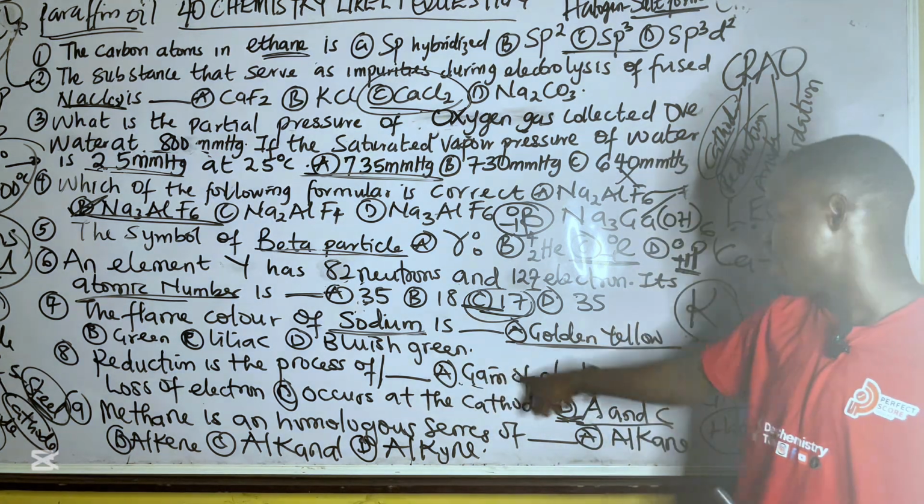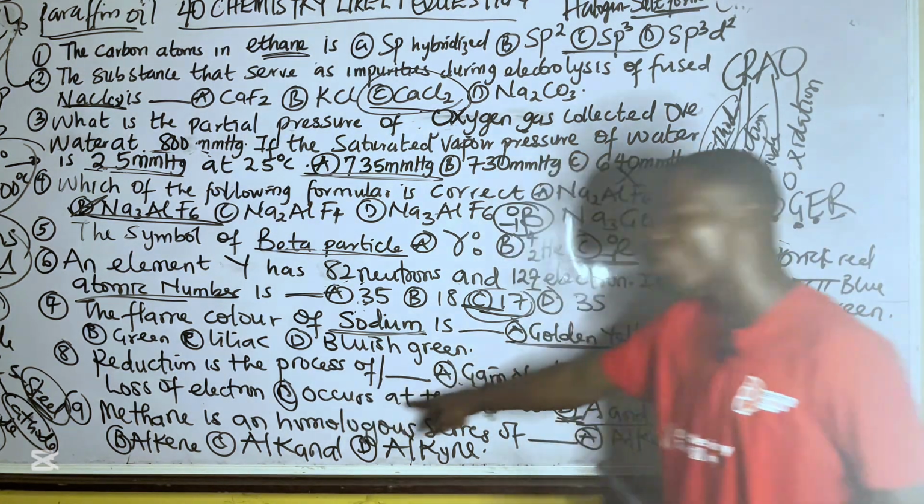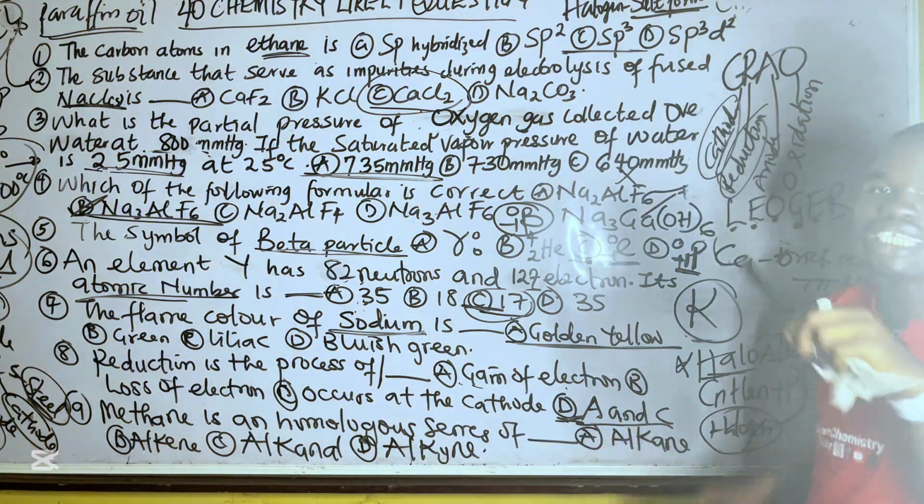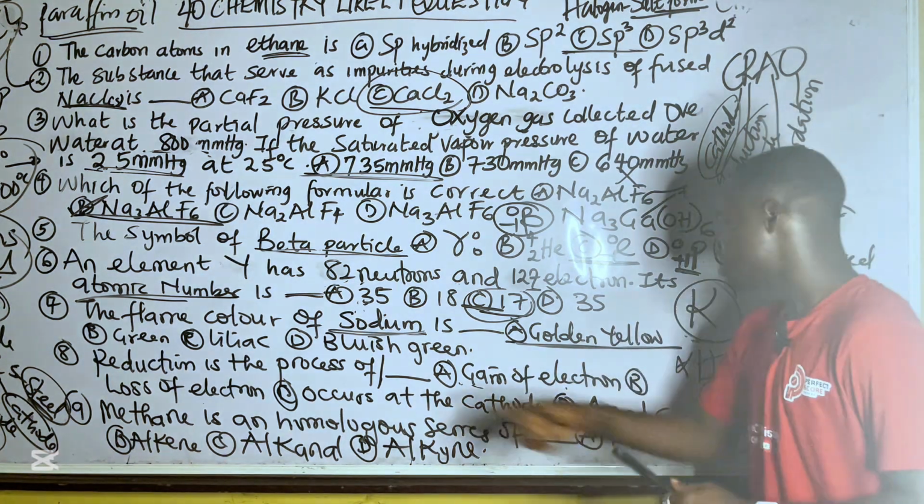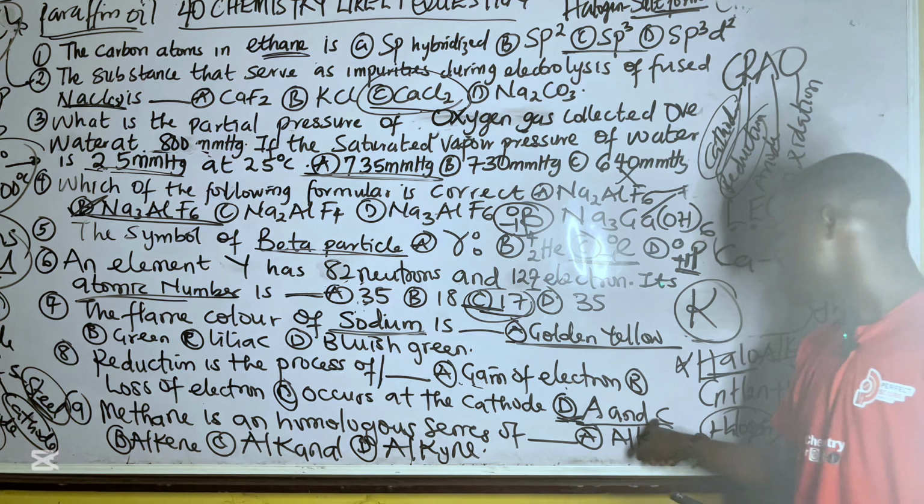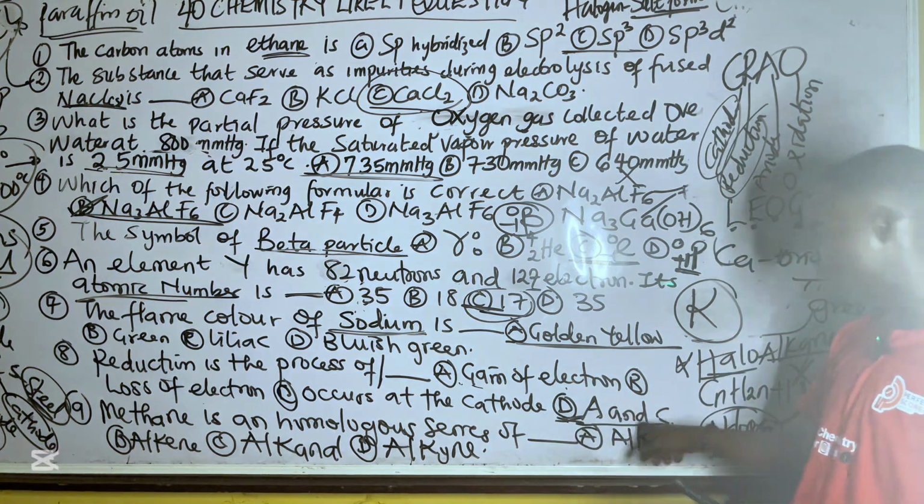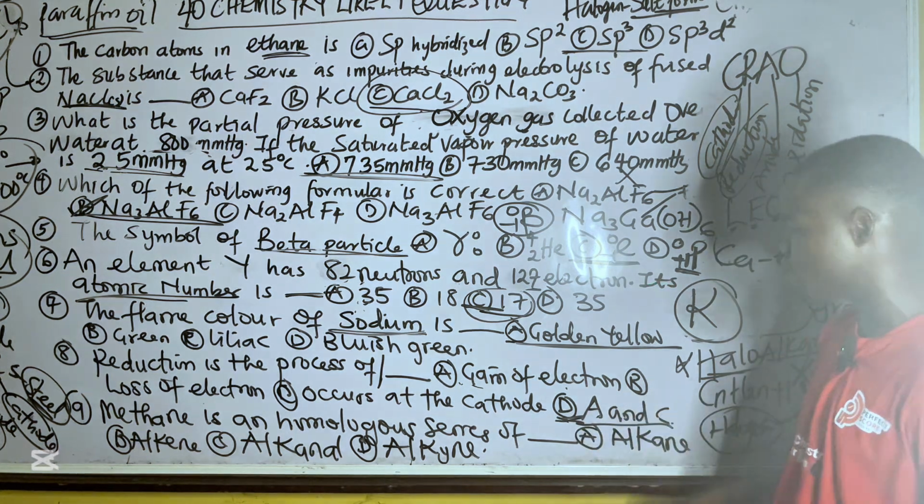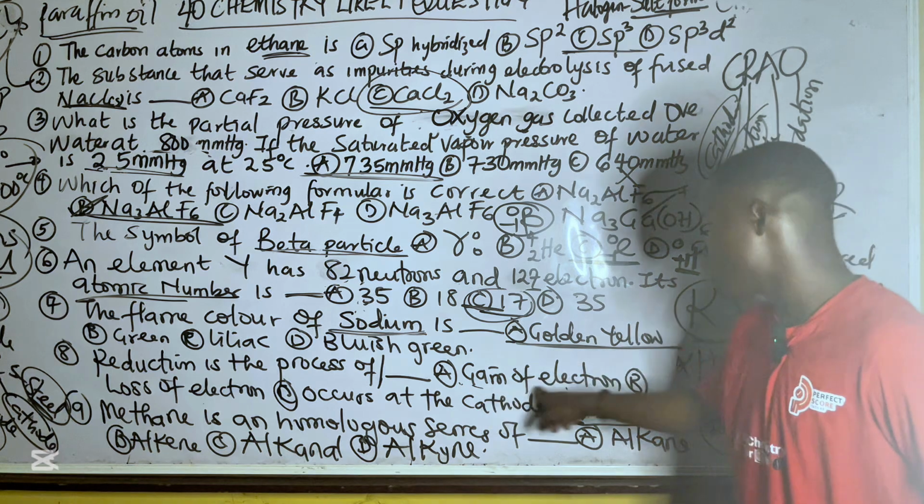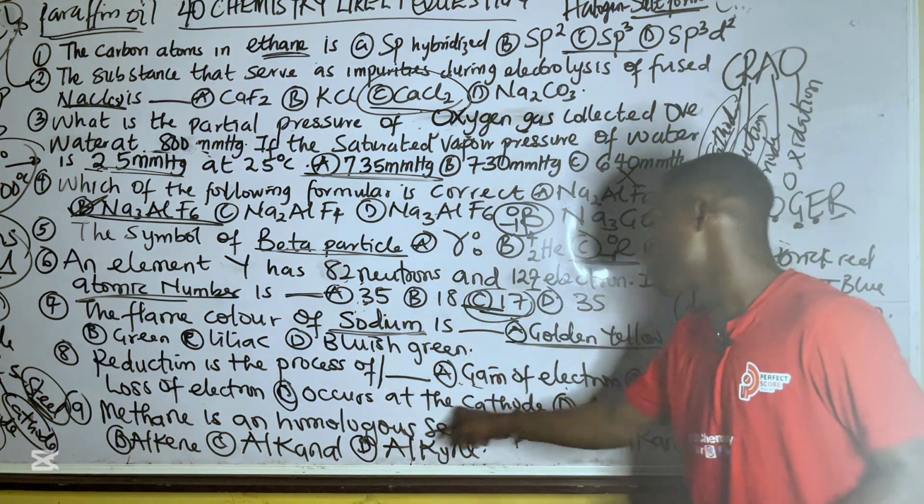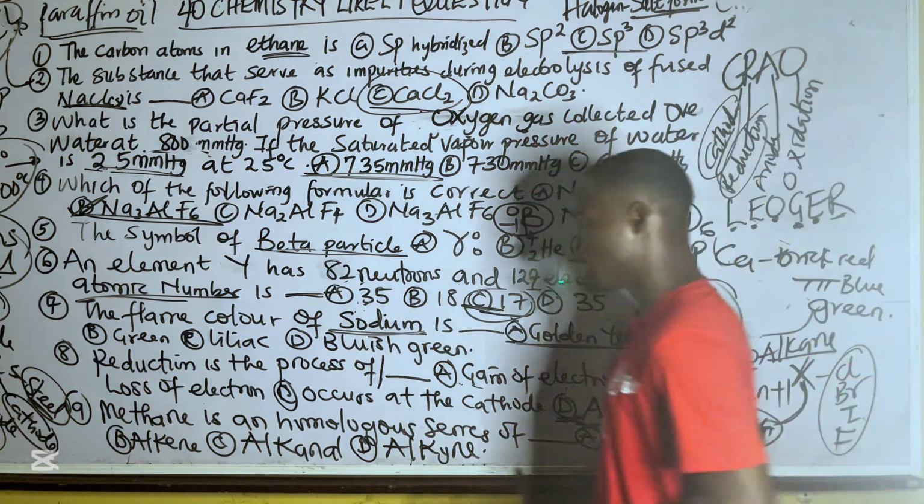So there's gain of electron, just like I can see. Then it occurs at the what? At the cathode. So the answer to this kind of question is what? A and C. Do you understand? A and C. That's the answer to this question. A and C, because gain of electron is reduction. Then it occurs at the cathode. It's also reduction. So that is the answer.